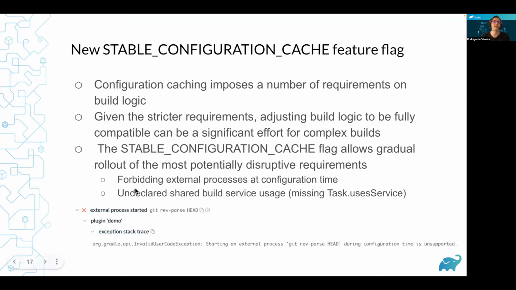So for instance, using external process via the legacy, let me call that API legacy, Java exec and exec APIs, right? If you enable that stable configuration cache flag in your build, this is what you would see if you wrote code like the one that I showed you on the first slide for the external process. And this is actually an error. You would fail the configuration cache, you would fail the build and all that.